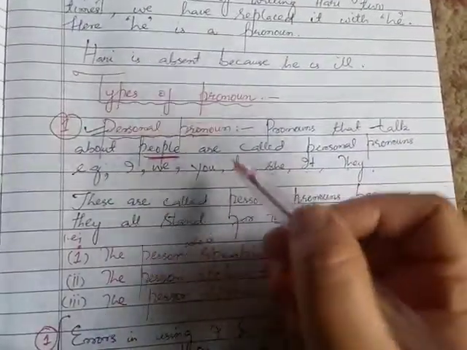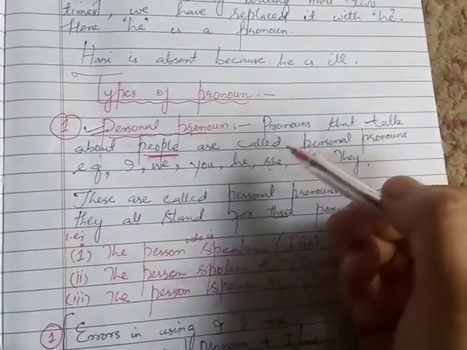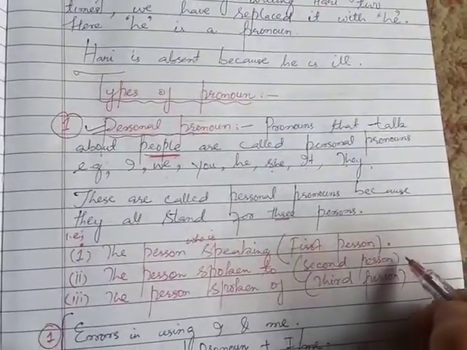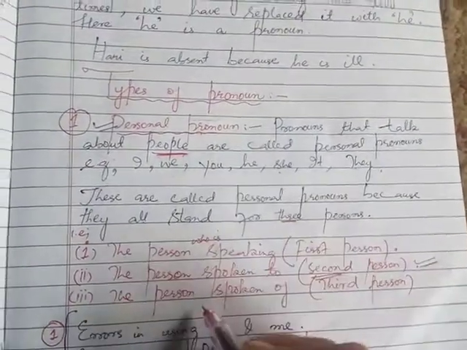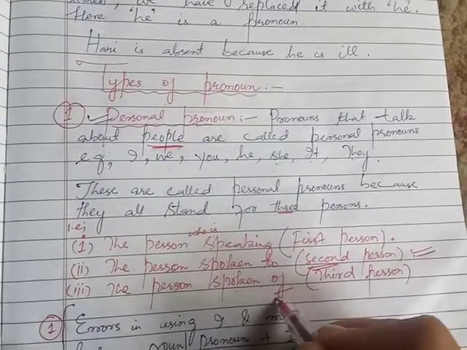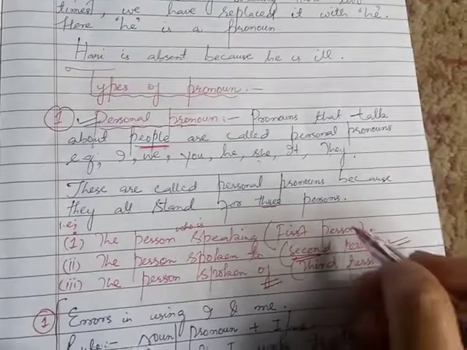First person is the person who is speaking. जो बात कर रहा है, that's the first person. And the person spoken to, जिसके साथ हम बात कर रहे हैं, that is the second person. And the person spoken of, जिसके बारे में हम बात कर रहे हैं, that is the third person. So, first person, second person, and third person. Look here, my dear students.